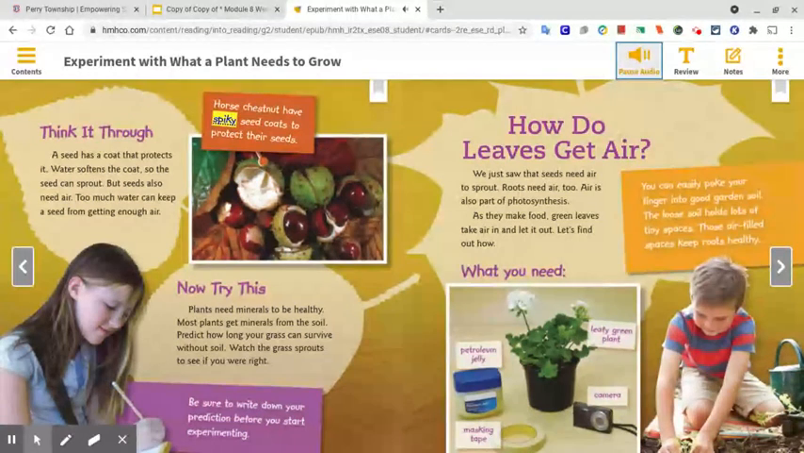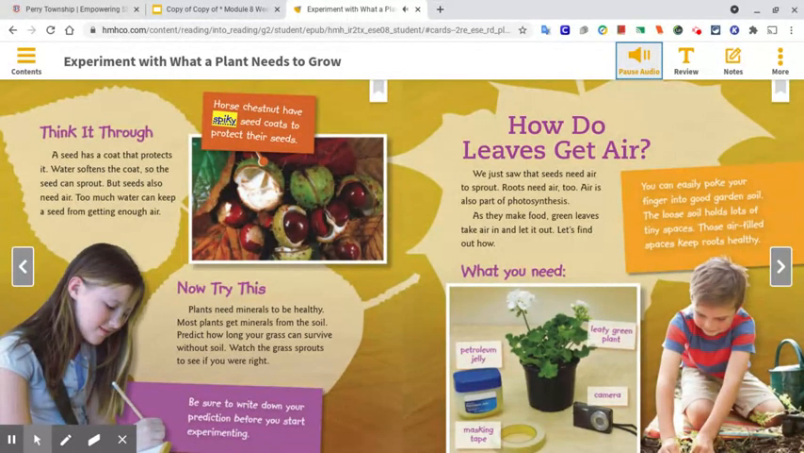Think it through. A seed has a coat that protects it. Water softens the coat so the seed can sprout. But seeds also need air. Too much water can keep a seed from getting enough air. Horse chestnuts have spiky seed coats to protect their seeds.